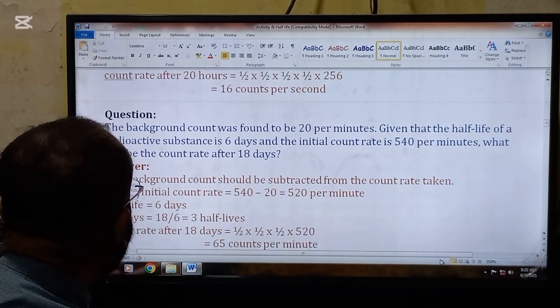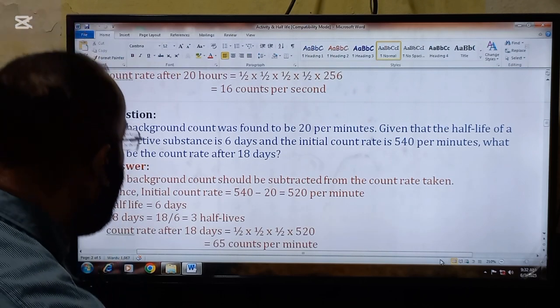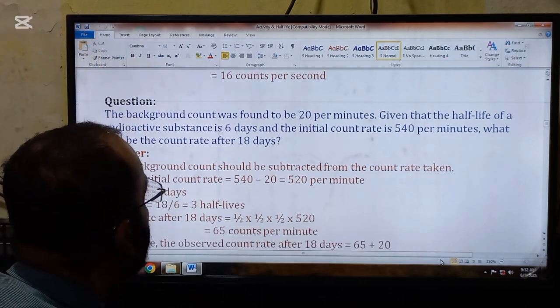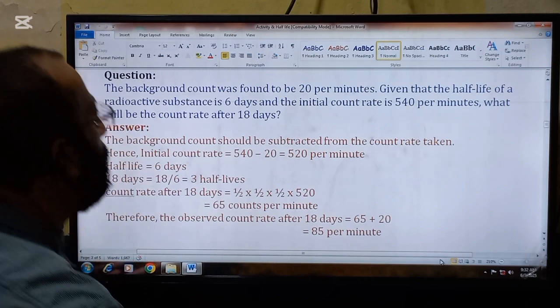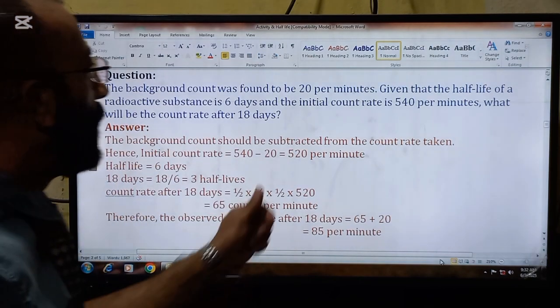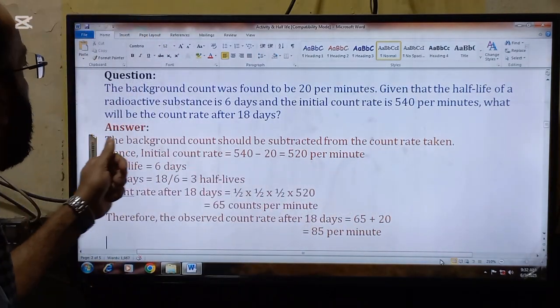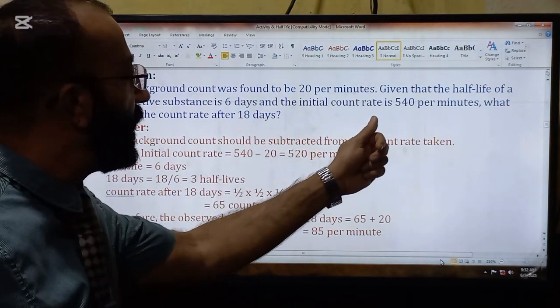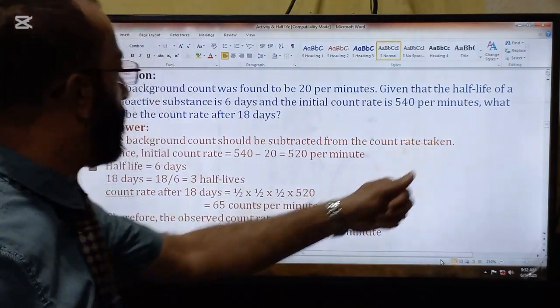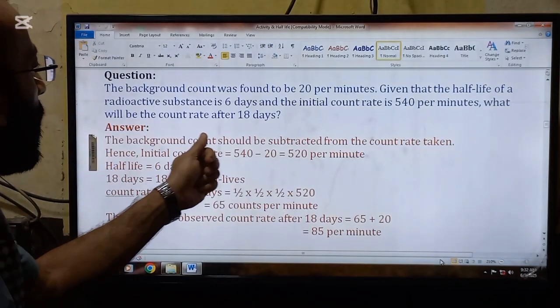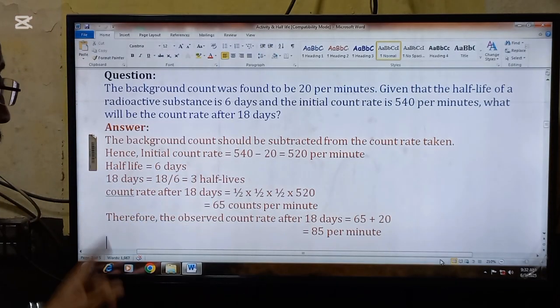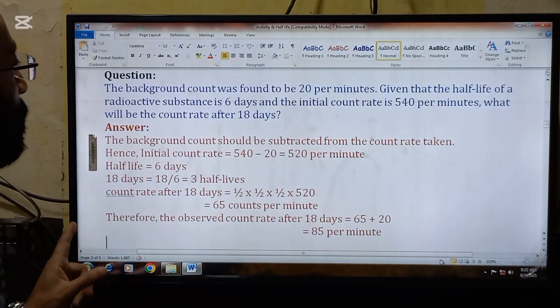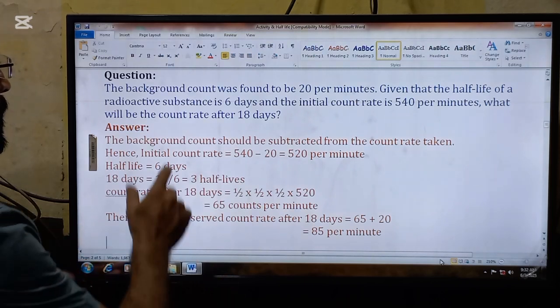And another question is here. The background count was found to be 20 per minute. Given that the half-life of the radioactive substance is 6 days and the initial count rate is 540 per minute, what will be the count rate after 18 days? So look at this question very carefully.